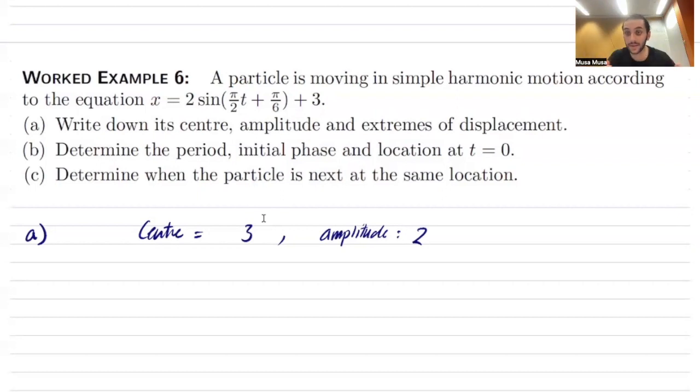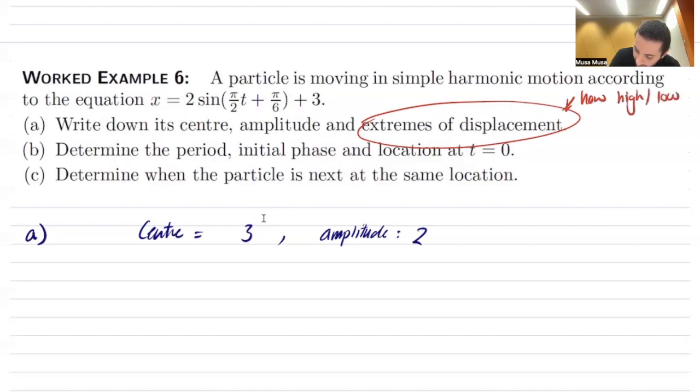Remember, x is displacement and t is time. So this here is referring to how high or low you go. I guess you can call it the upper extreme, but you can just say the extremes.